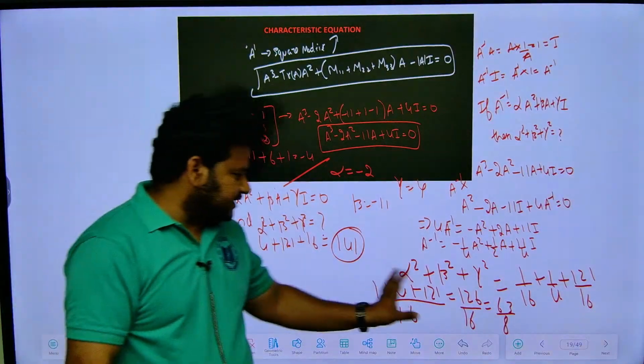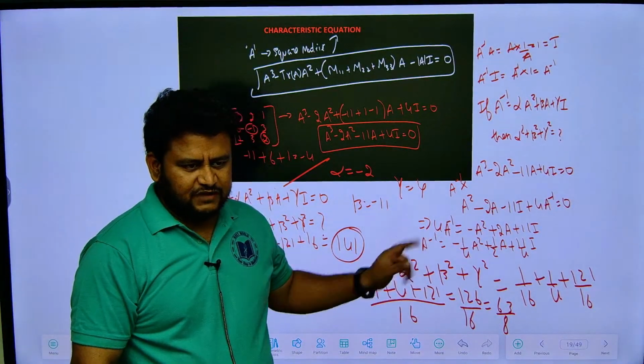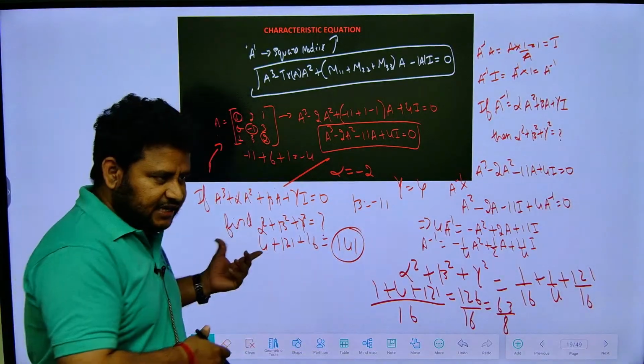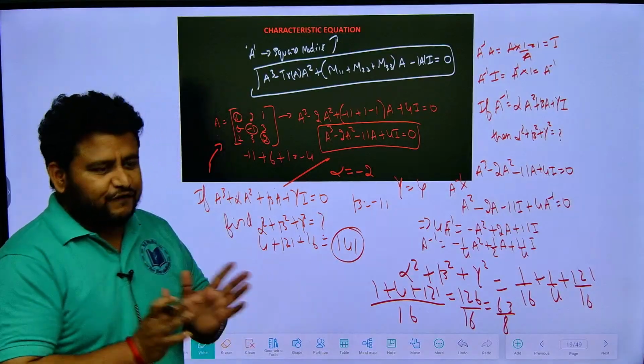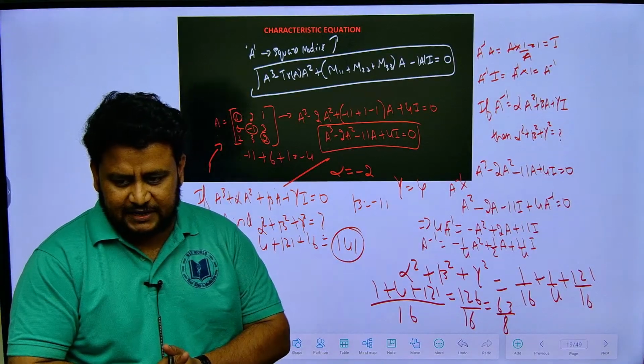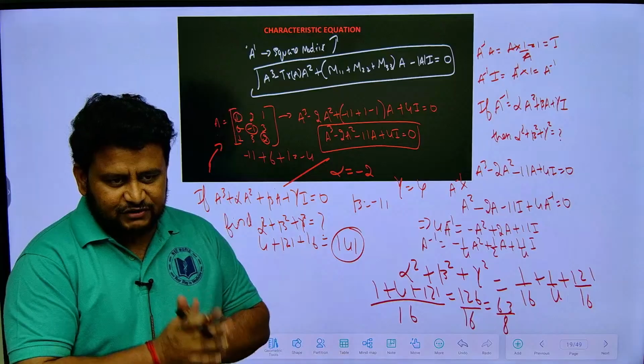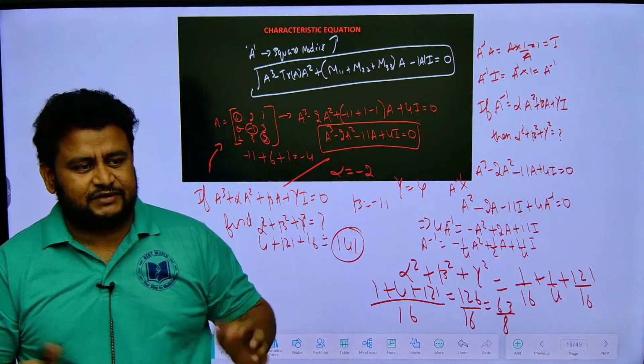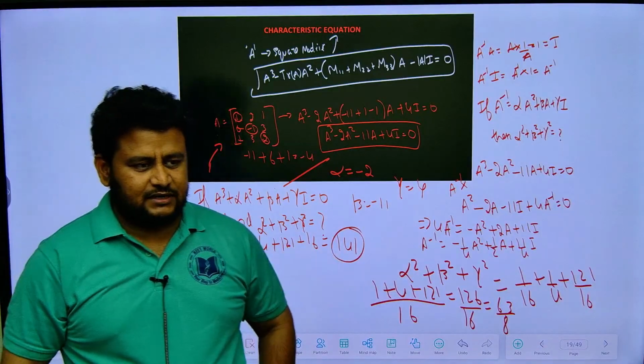It is not about finding this, you have to find alpha, beta, gamma. For that, first thing is, whenever they give such a question, whether it is A inverse or any equation in A cube or something, first find the characteristic equation of that matrix and then compare. If they give A inverse, what you should do? Multiply the entire equation by A inverse. A cube will become what? A square will become what?